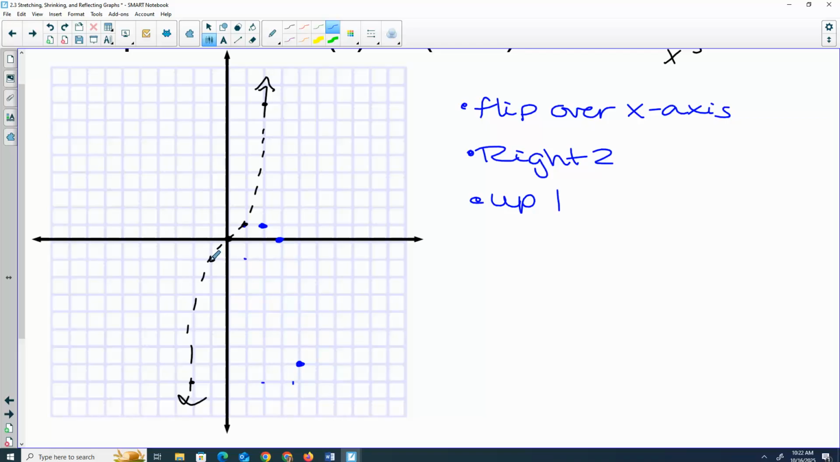Okay, if I take negative 1, negative 1, and I flip it, it goes to negative 1, 1, and then right to up 1. One more, negative 2, negative 8. If I flip it, it goes to negative 2, positive 8, right to up 1.